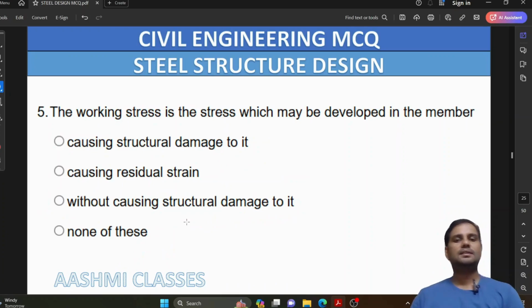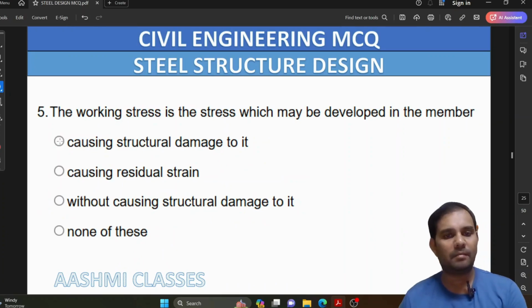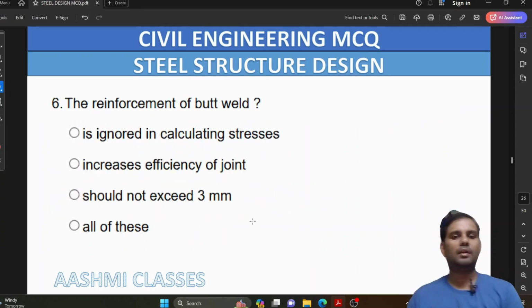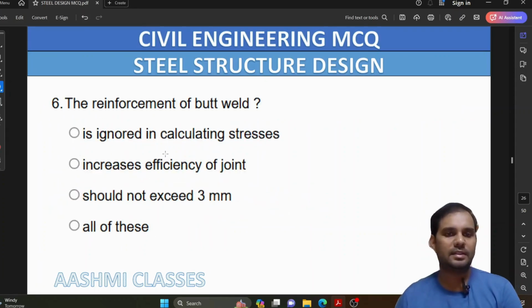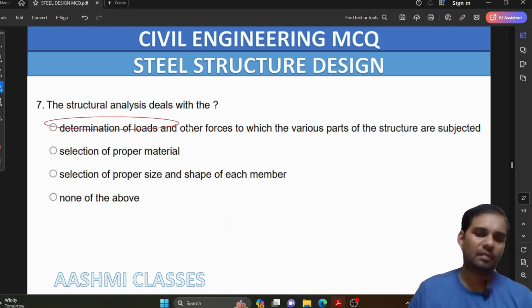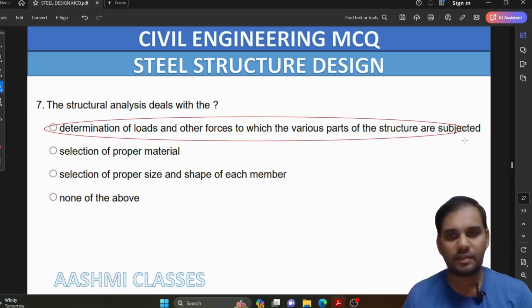The working stress is the stress which may be developed in the member without causing structural damage to it. The reinforcement of butt weld is ignored in calculating stress, increases efficiency of joint, should not exceed 3 mm. All of these.